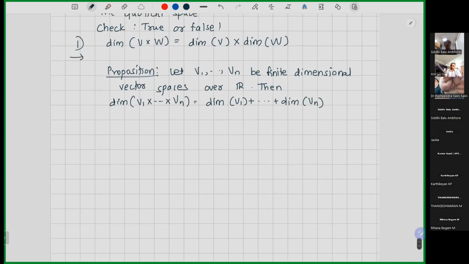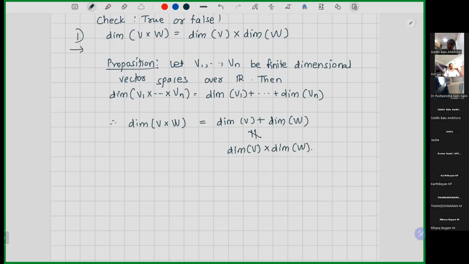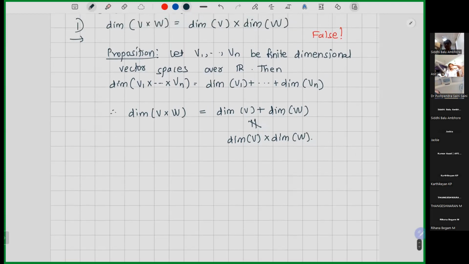So this is already proved in the lectures. Therefore here we have n is equal to 2, V1 is V and V2 is W, and this gives me dimension of V plus dimension of W. And this is definitely not equal to dimension of V into dimension of W. So that's why this statement is false. Any doubts? This is a direct implication of this proposition, which is proved in the lecture.